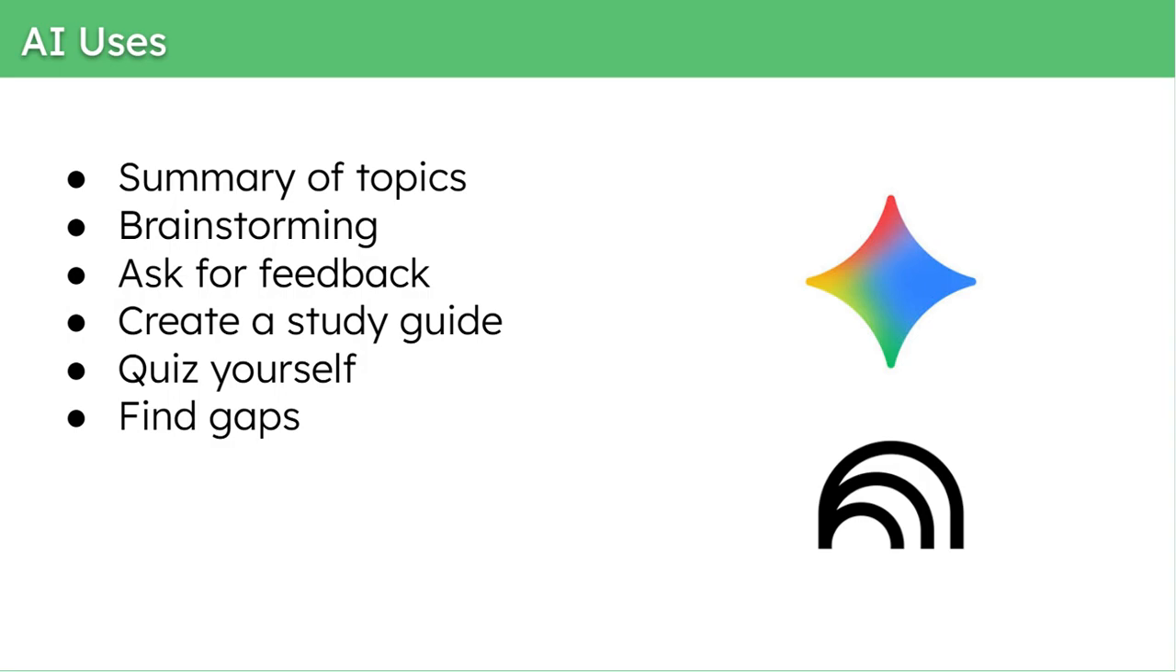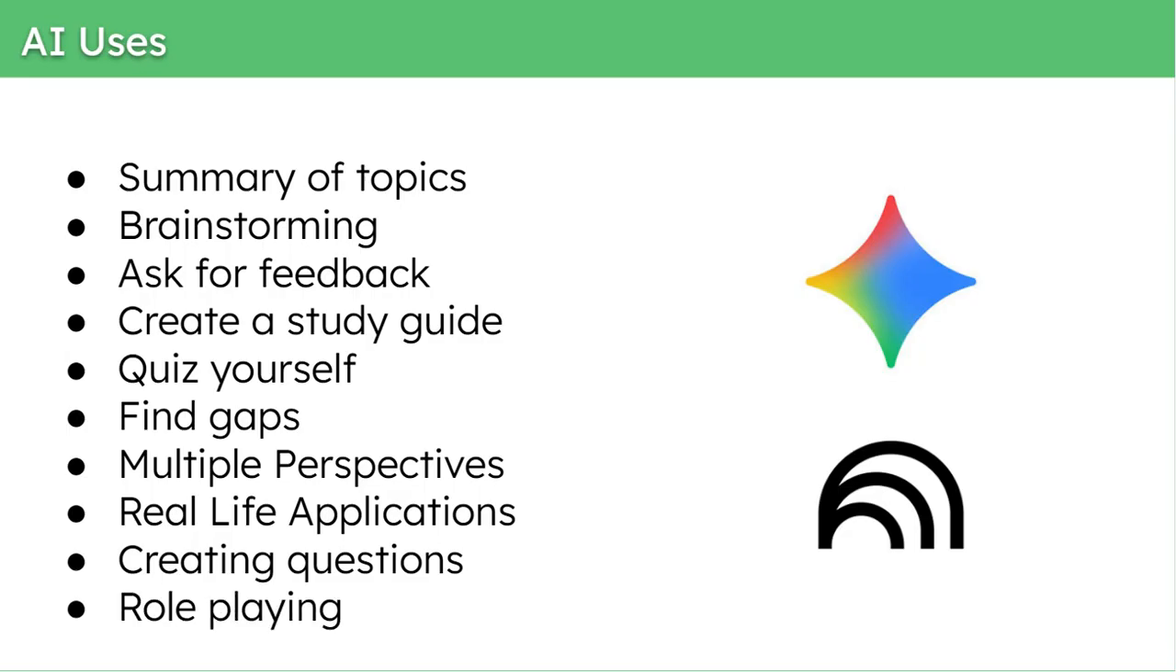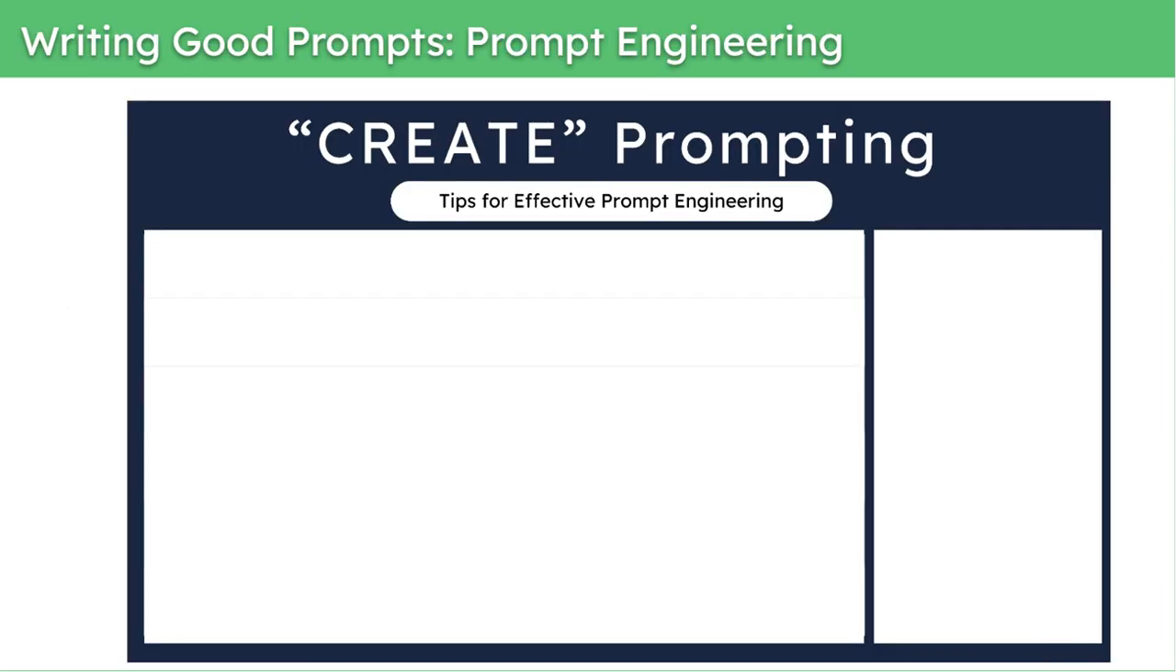You can find gaps in something that you've written or something you've collected to see if you're having all the information from multiple perspectives. Likewise, you can get those multiple perspectives to make sure you're understanding an issue from all sides. You can ask about real life applications of some of the things that you're learning if they don't feel connected at the moment that you're learning them. And then you can even create questions based on your material, again, for discussion or for further inquiry, as well as role playing if you want to go back and forth with the chatbot to get a more well-rounded view of a topic. So when you are doing this, you should be prompting and asking questions.